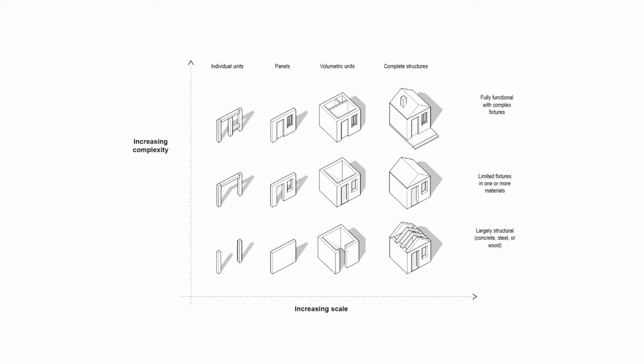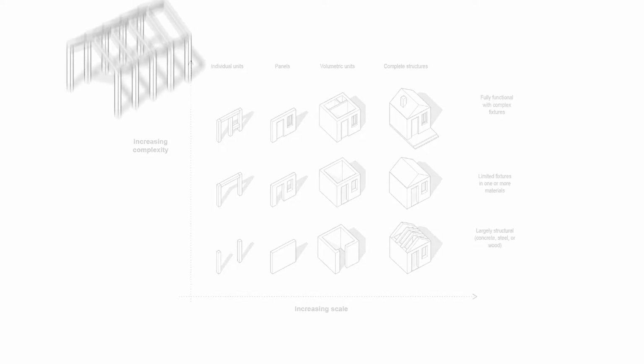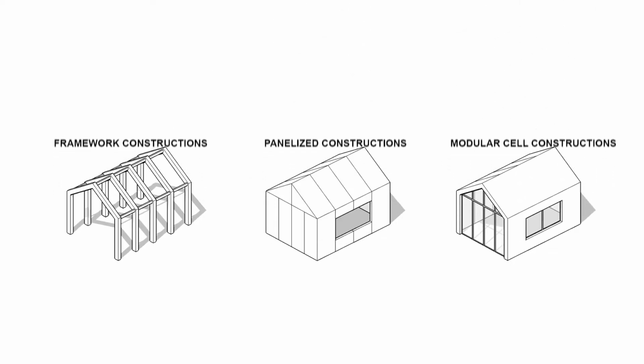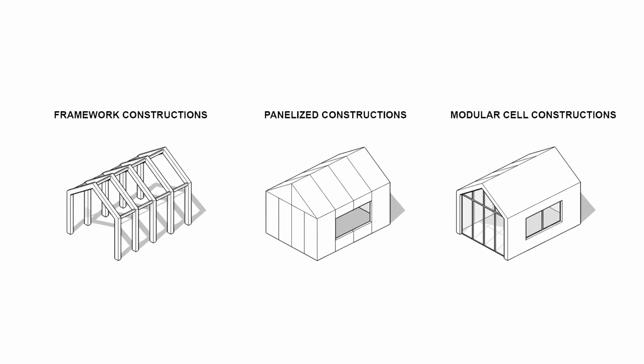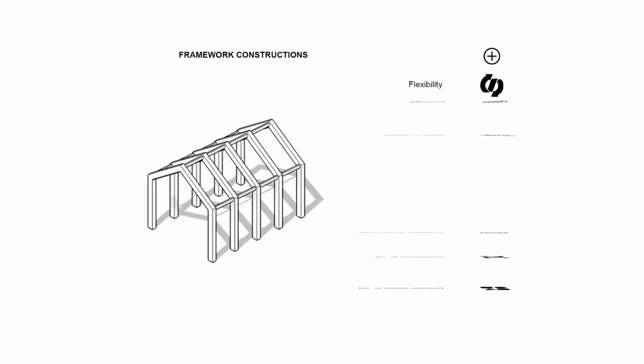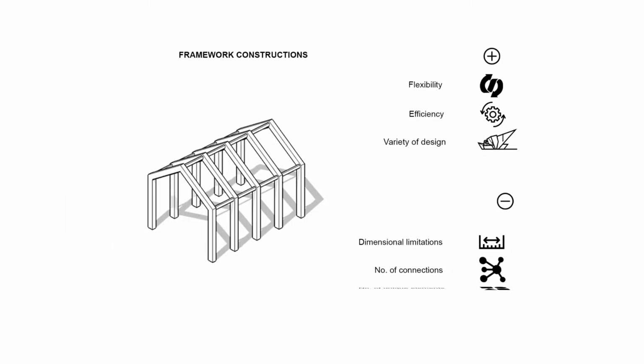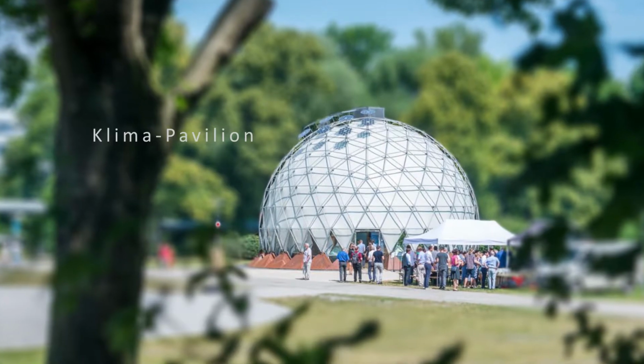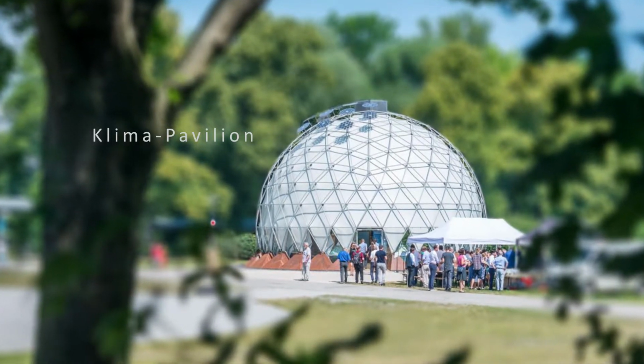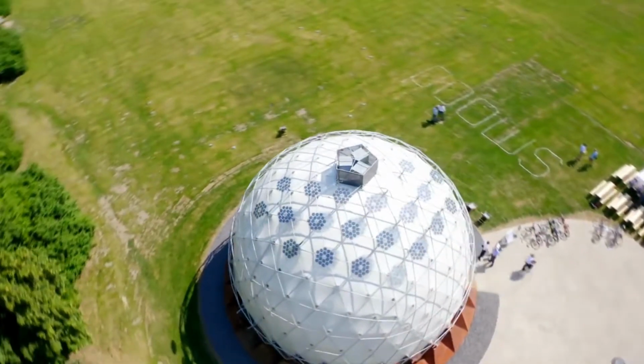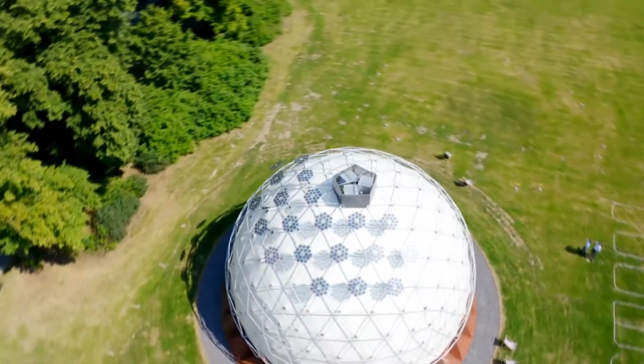For our presentation, we have chosen three main typologies of modular buildings: framework constructions, panelized constructions, and modular cell constructions. Framework constructions consist mainly of linear module elements and connectors. As an example of this type, we take the Klima pavilion. It's a half-spherical temporary pavilion. The framework constitutes a geodesic dome made of aluminum rods connected through a plug-in system.